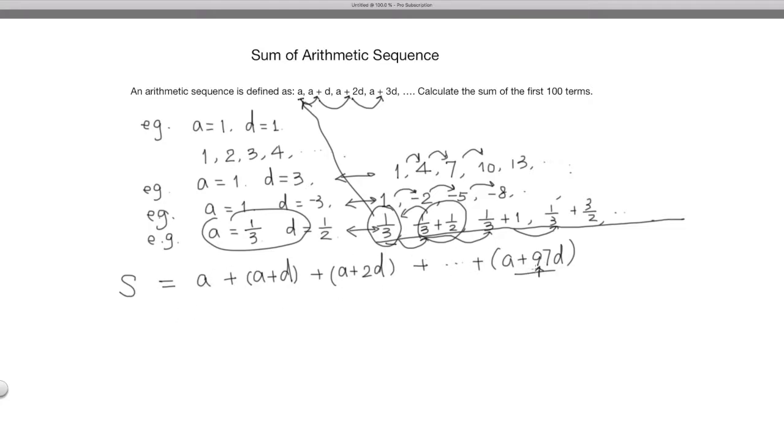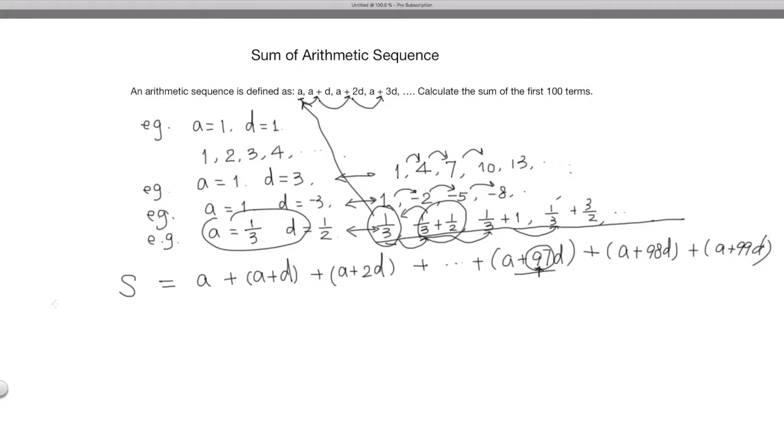Which term of this is going to be this number plus 1? Because the first term is plus 0d. The second term is plus 1d. So the 98th term is plus 97d. And the 99th term will be plus 98d. And the 100th term is a plus 99d.